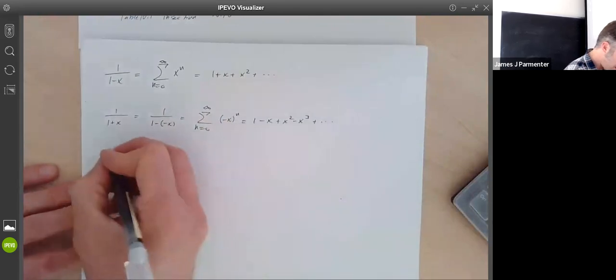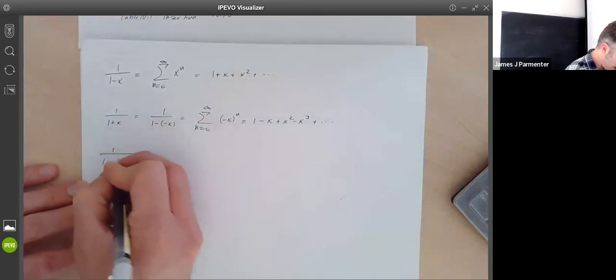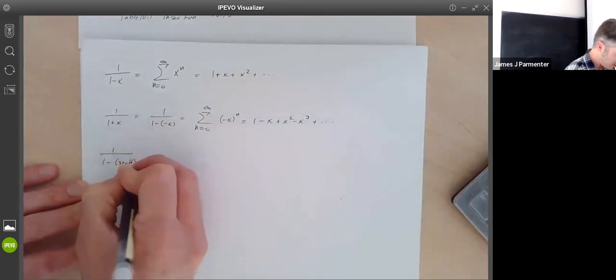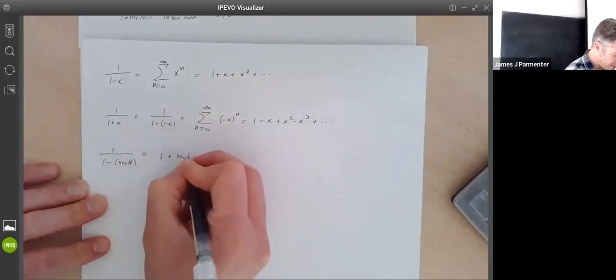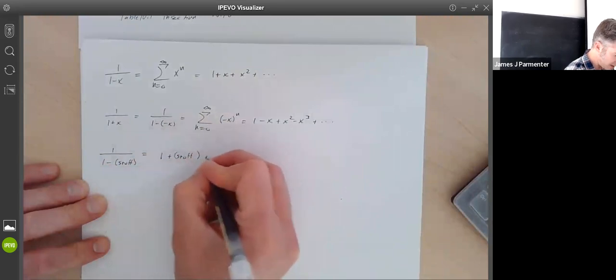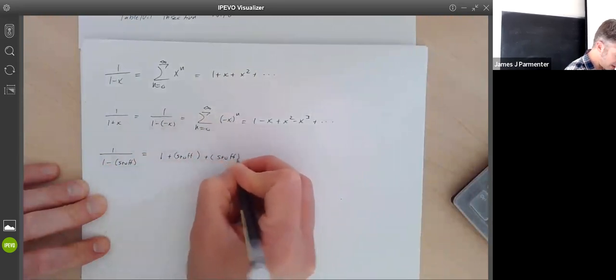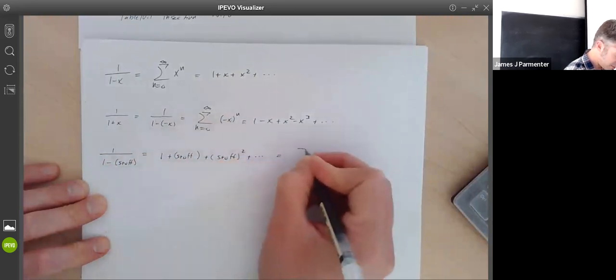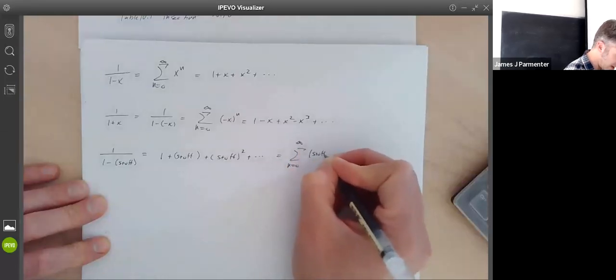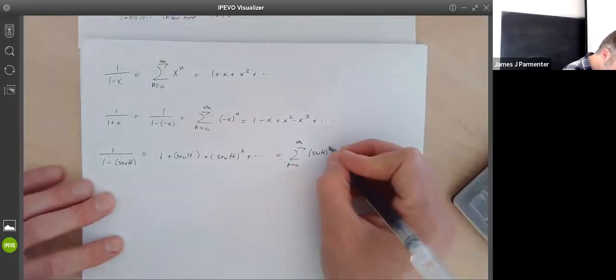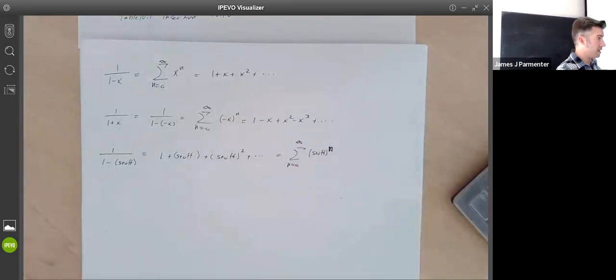And then the more general 1 over 1 minus some stuff, that's the one you really should think of, right? That's going to be 1 plus your stuff plus your stuff squared, et cetera, et cetera. I know it feels a little silly to write it that way, but that's really the one. That's the one you're going to use all the time. If you see 1 over 1 minus thing, that's what you're going to do.